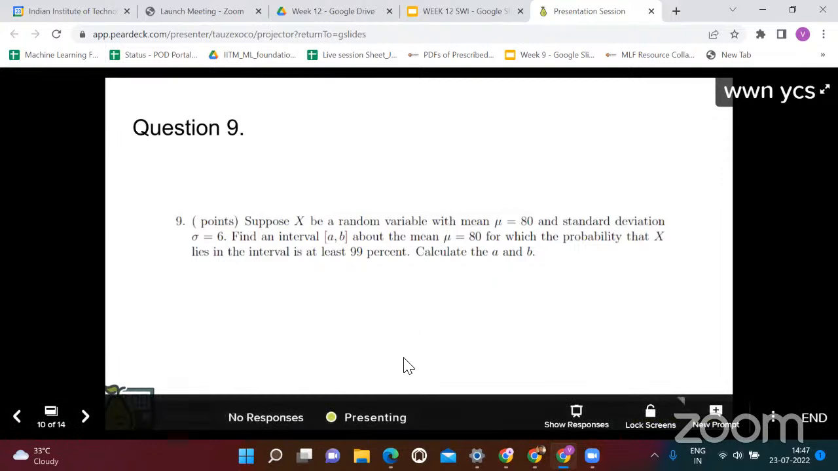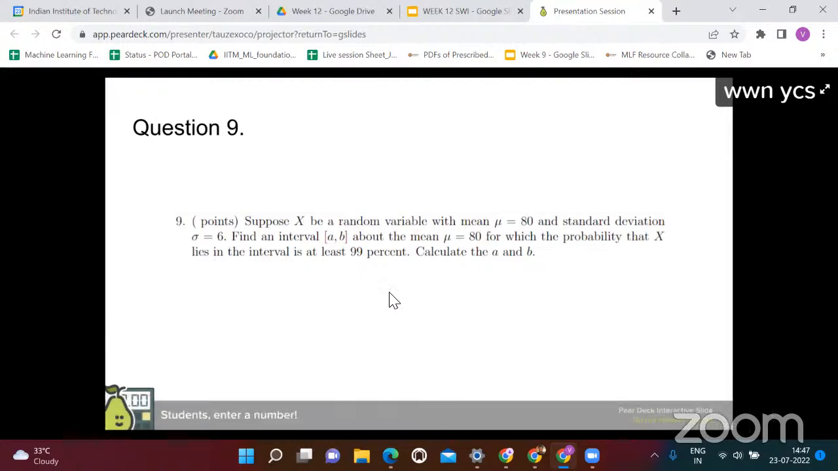Can somebody guess the answer without solving also? Can somebody say a plus b ka value without solving? Not the exact a and b, just a plus b ka value.